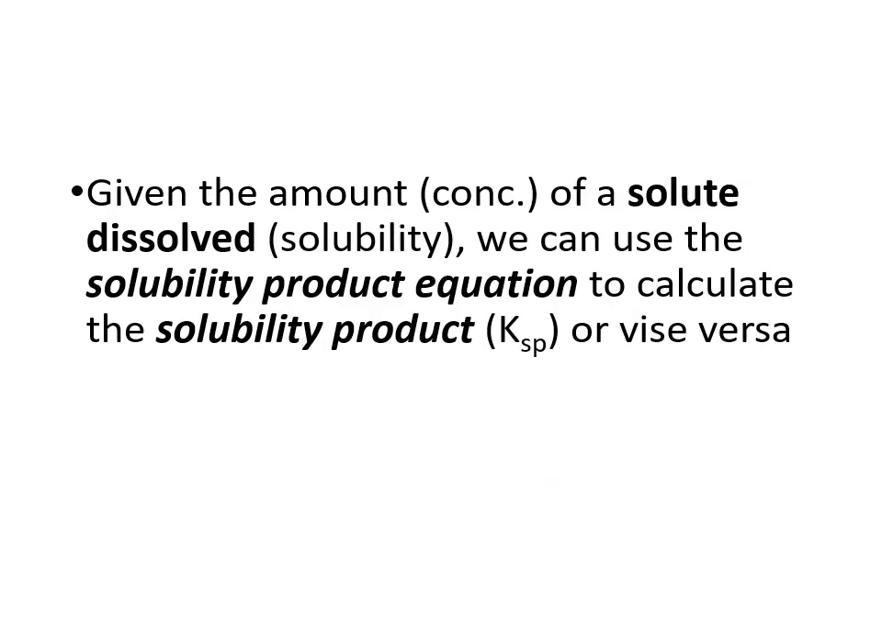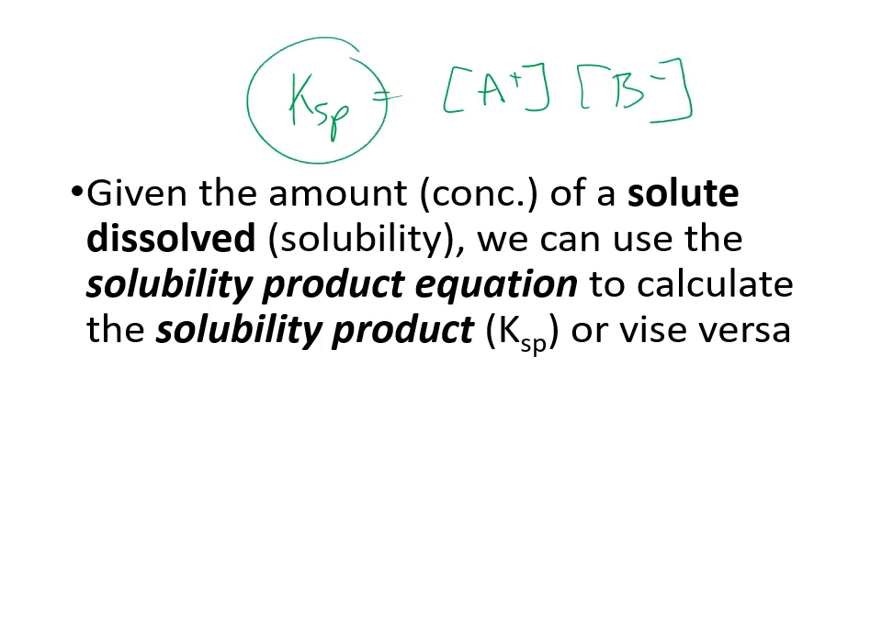So given the amount concentration of a solute dissolved, so how soluble it is, its solubility, we can use the solubility product constant to calculate out the solubility product. Essentially we have our KSP expression, gives us our ions, let's say it forms ion A and ion B. So either we can use KSP to find the concentration of the ions, or we can use the concentration of the ions to find the KSP.